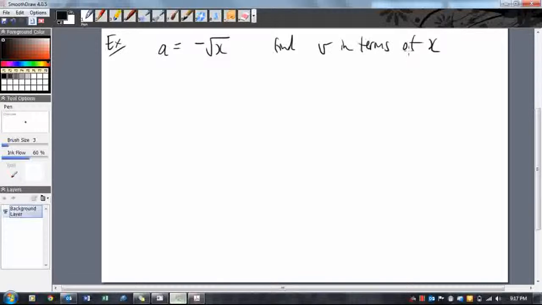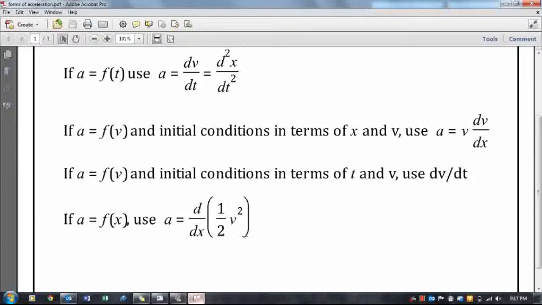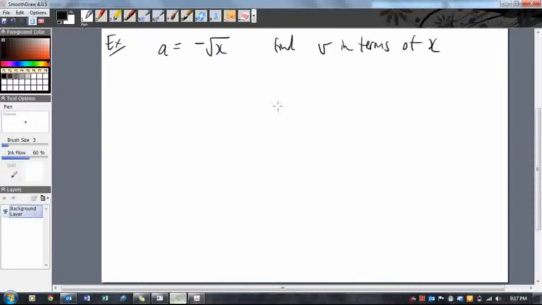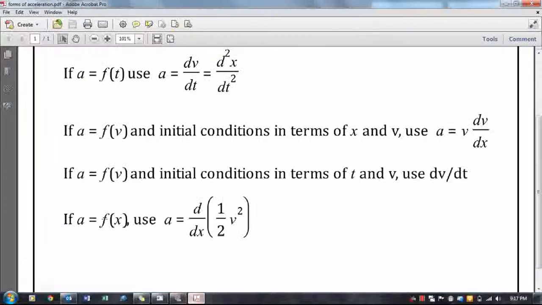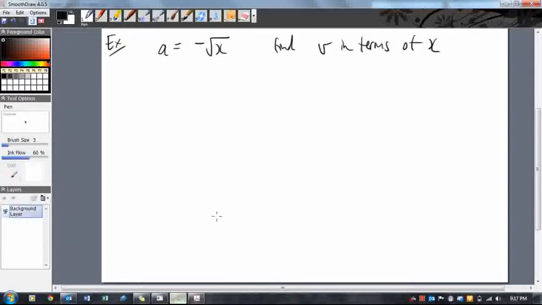V in terms of x, you can just look at your guidelines here, your initial conditions. You've got a as a function of x, so we want to use this particular form of acceleration here: d/dx of half v squared. So we have a equals d/dx of half v squared. That's what we're going to use to be able to bust this guy out of jail. Okay, we're going to crack him out. So here we go.